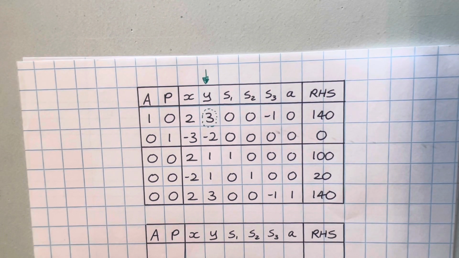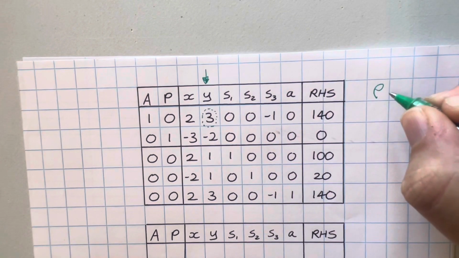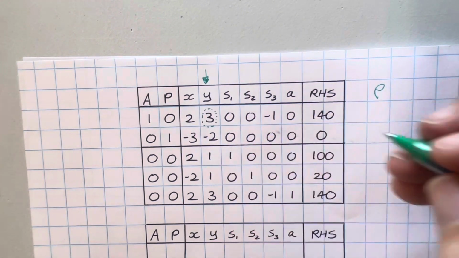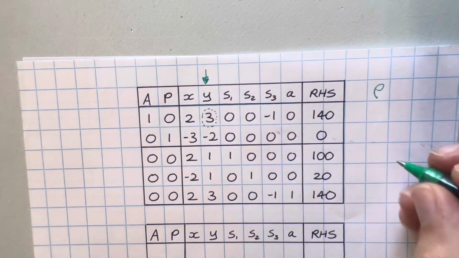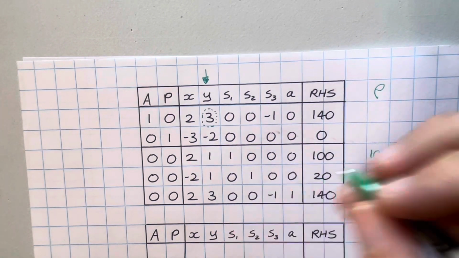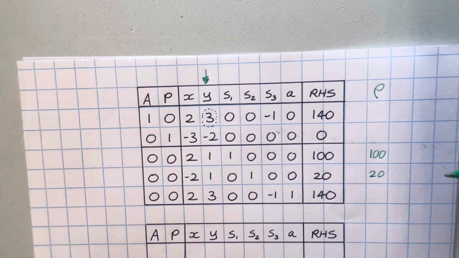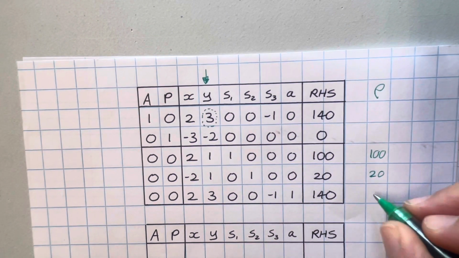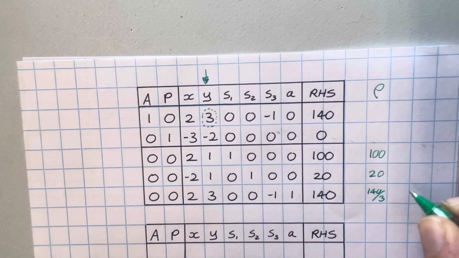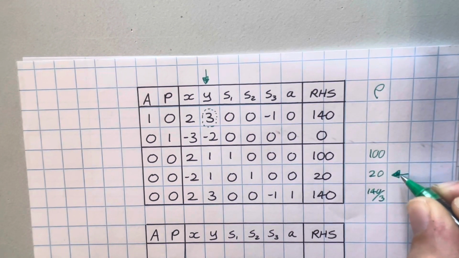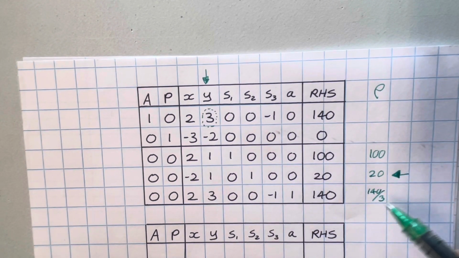the feasible region. We now conduct a ratio test as normal, which is the right-hand side divided by the entry in the pivot column. So 100 divided by 1 is 100, 20 divided by 1 is 20, and 140 divided by 3 is 46.67, which is bigger than 20. So this is the one that we are going to choose, because that's the smallest positive. Again, we don't want to overshoot, so we choose the smallest positive value from the ratio test. That fact hasn't changed, because we don't want to go too far.